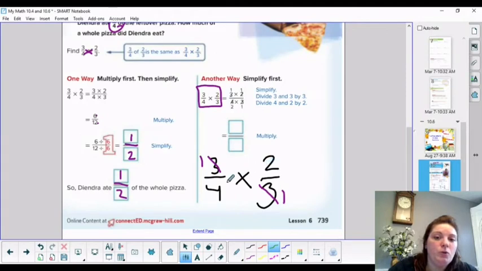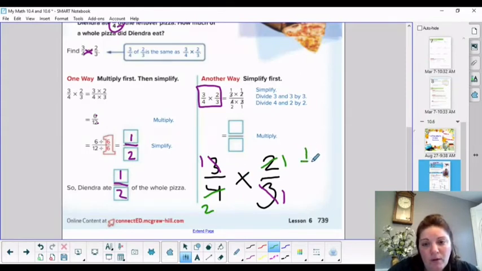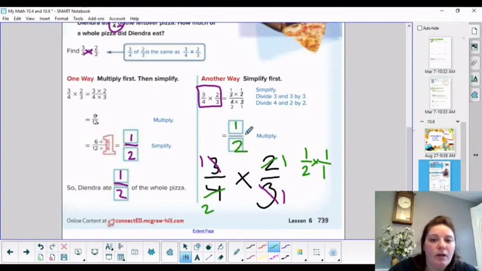What can I divide 2 and 4 by? 2. So let's change them. What's 2 divided by 2? 1. What's 4 divided by 2? 2. So I've rewritten the problem. I now have 1 over 2 times 1 over 1. Well, 1 over 1 is a whole, and a half times a whole is still a half. So I still get that 1/2 that I got the other way, but I simplified my problem, not my answer.